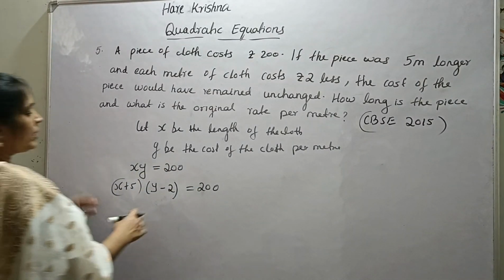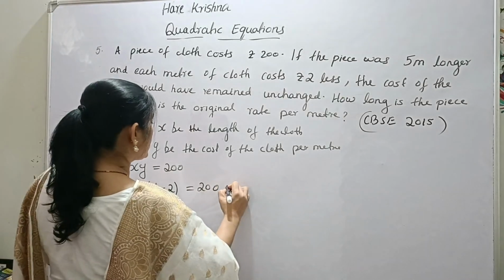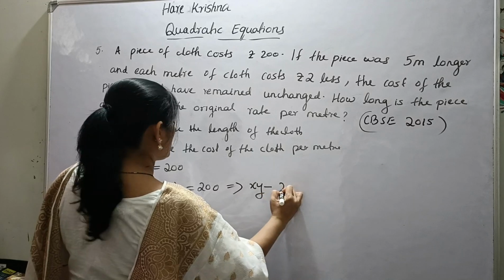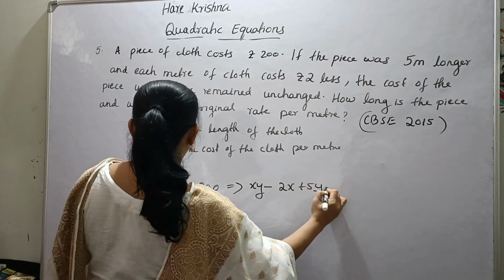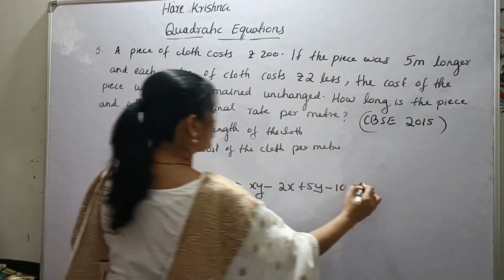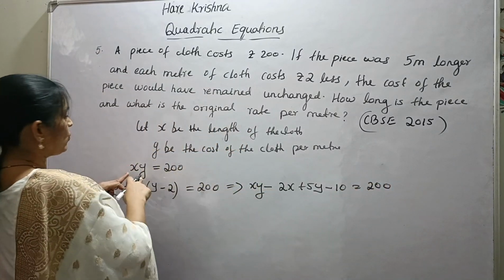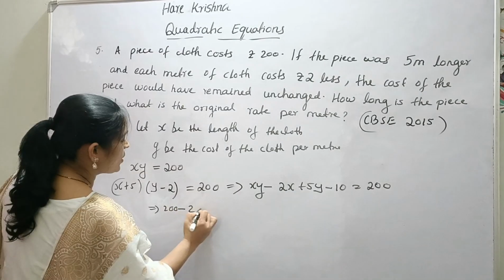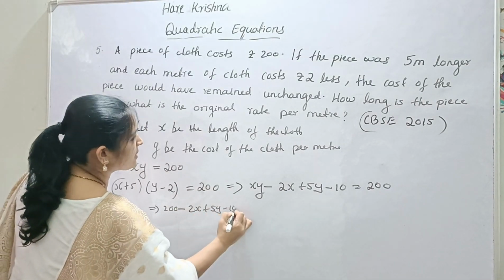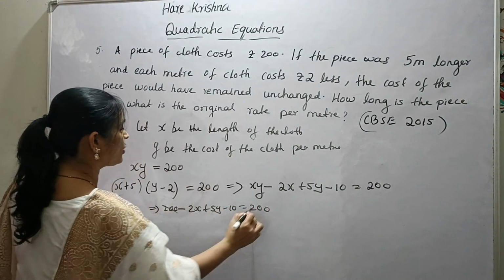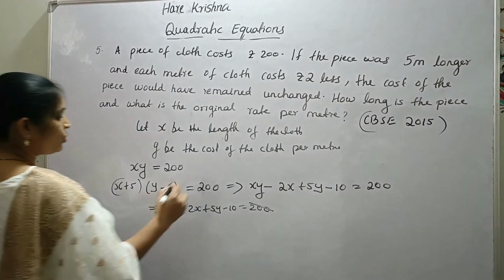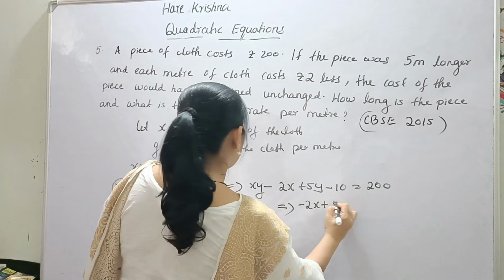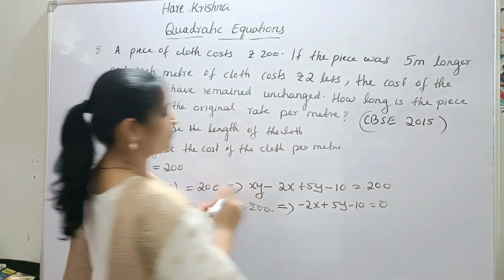Now, let's simplify this one. So this implies x into y minus 2x plus 5y minus 10 is equal to 200. So here what is x into y? 200. So we can substitute: 200 minus 2x plus 5y minus 10 is equal to 200. Here 200 cancelled. Now this implies minus 2x plus 5y minus 10 is equal to 0.